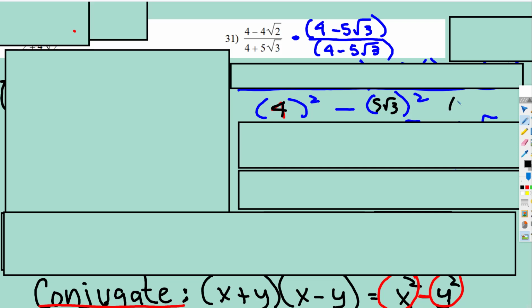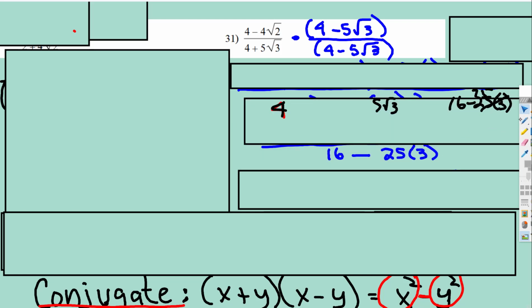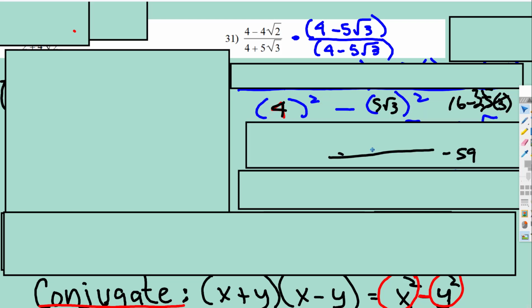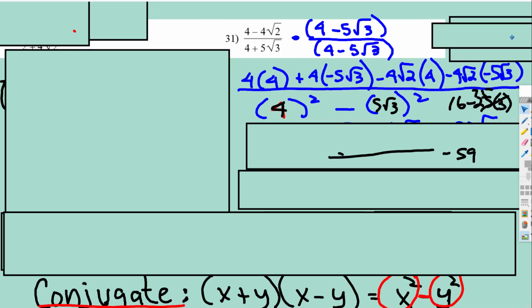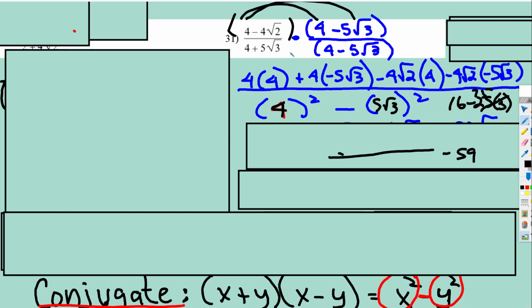And then 4 squared is 16. And then 5 squared is 25. Root 3 squared is 3. You've got 16 subtract 75, which should be negative 59. All right, and then up here, we did a double distributive. We did 4 times 4, and then 4 times negative 5 root 3. Then we did negative 4 root 2 times 4, and then negative 4 root 2 times negative 5 root 3.